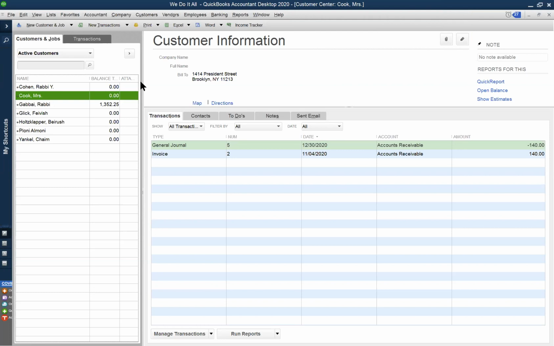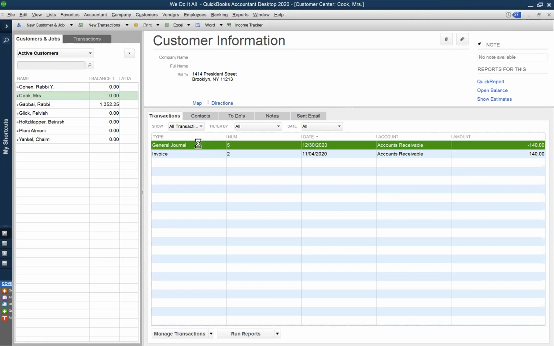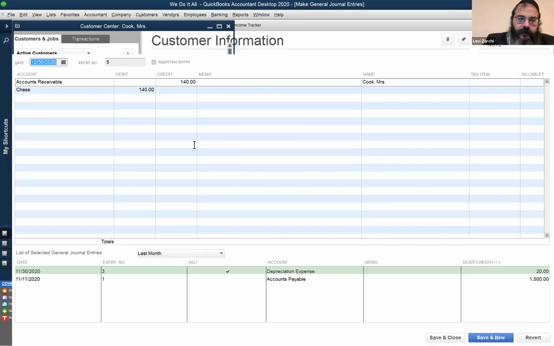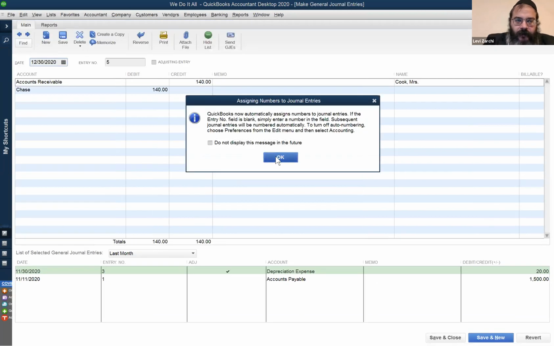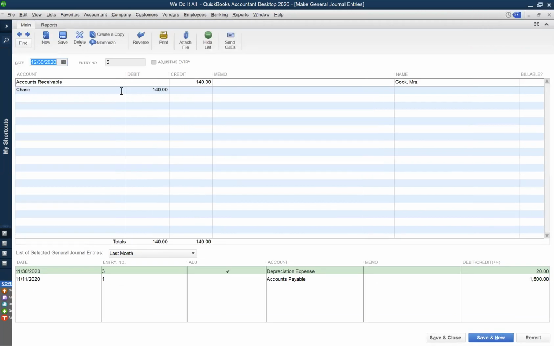And then Mrs. Cook I did through a journal entry. Same thing. I credited the accounts receivable. Just for those who I went too fast, I'm opening it up. You could see I did over here: Company, make a general journal. The credit makes it go away.